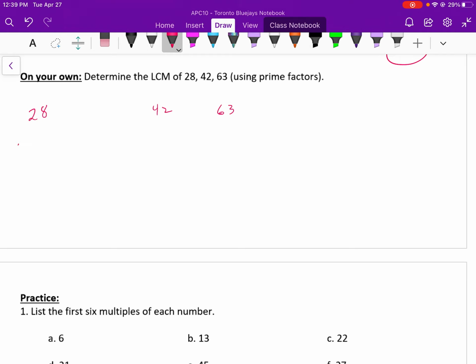So 28 is 4 times 7. 42 is 6 times 7. And 63 is 7 times 9. All right, that actually wasn't so bad.